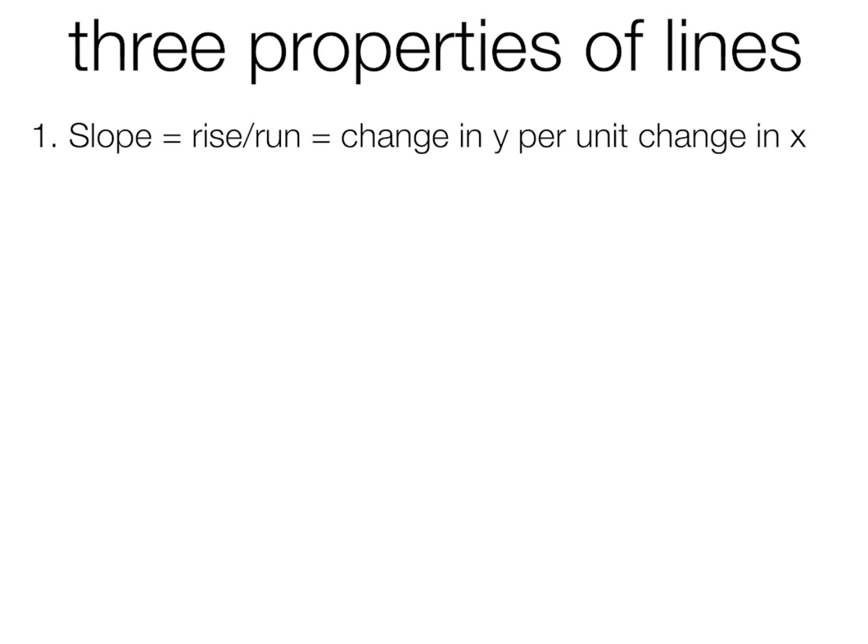We'll conclude with three simple properties of lines. First, the slope is the rise over run, and the interpretation of the slope is that it is the change in y per unit change in x.